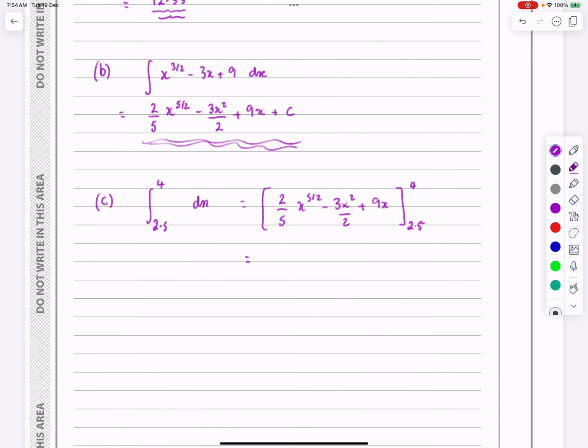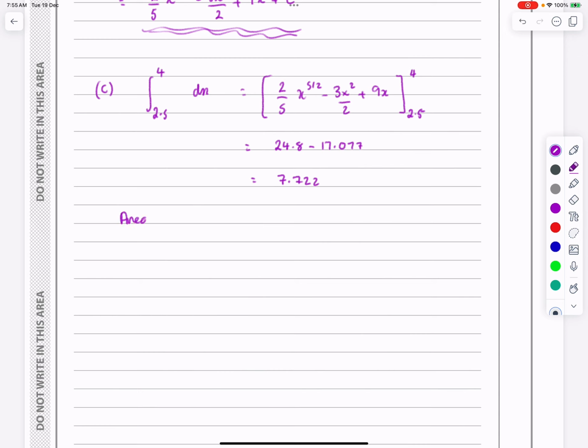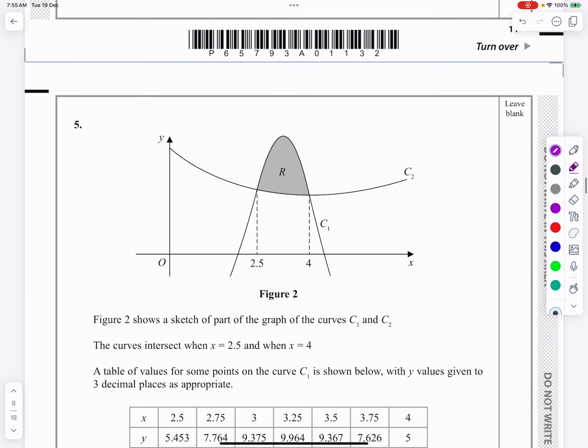If we put 4 in, it works out to be 24.8. If we put 2.5 in, it works out to be 17.077. So in other words, it works out to be 7.722. I'm only going to be doing it to 2 decimal places, so it doesn't matter how accurate I make this one. The area R that we're interested in is going to be the area generated from the trapezium rule minus this area here. And then they've just said they only want it to 1 decimal place, so it works out to be equal to 4.6. So, nice straightforward question there. Hopefully that will make sense to you.